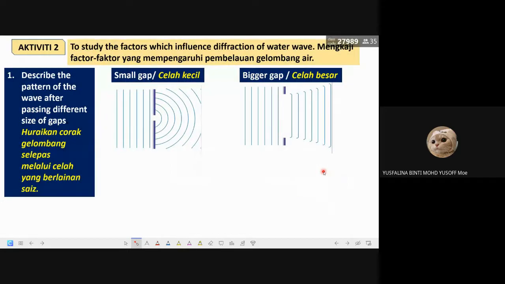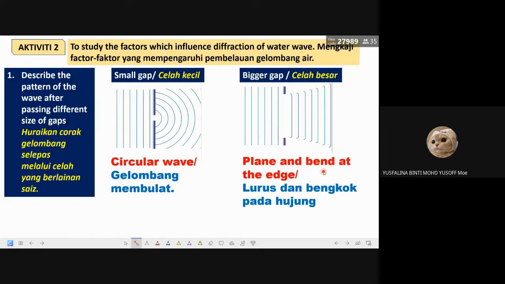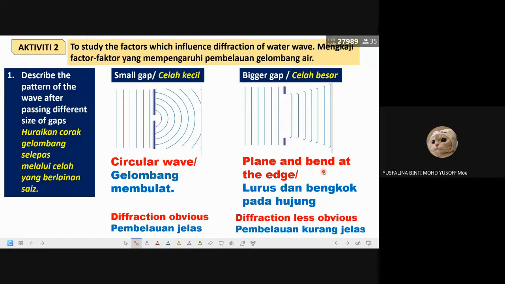Now to study the factors which influence the diffraction of water waves. The first factor is the size of the gap. When you pass through a small gap, it will produce a circular wave, while when you pass through a bigger gap, it will be plane and bent at the edge. So you can see for the small gap, the diffraction is more obvious compared with the bigger gap.